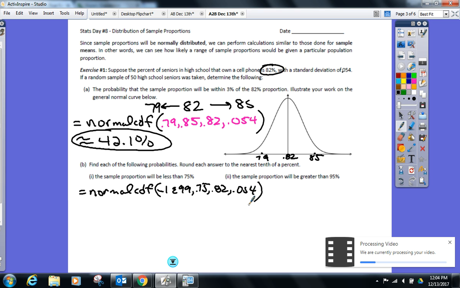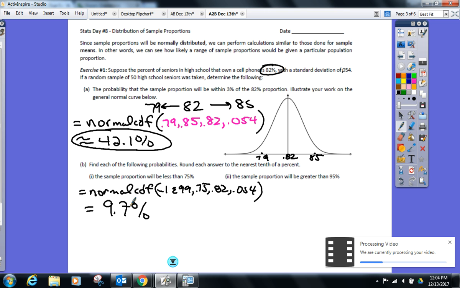And Emily, what are you getting out of there? It says nearest tenth, so, yep, that's what I'm looking for. 9.7%. Okay. Everyone all good? All right, what about the other one?